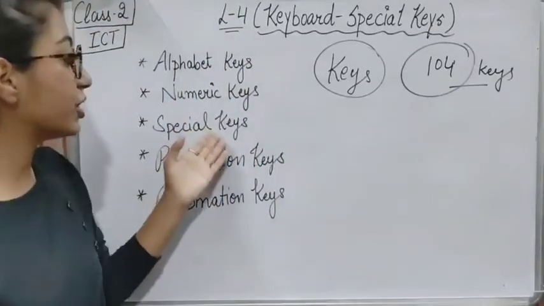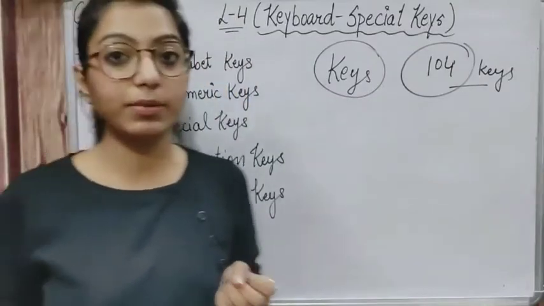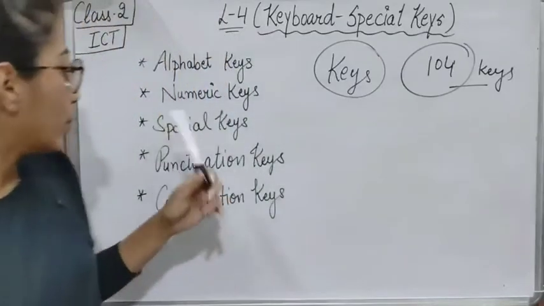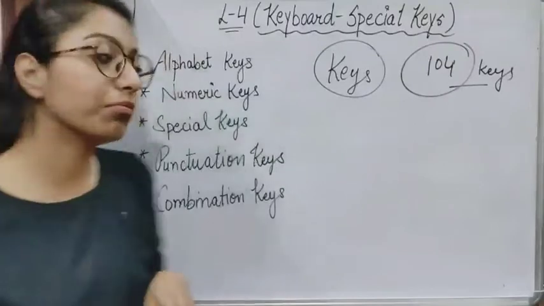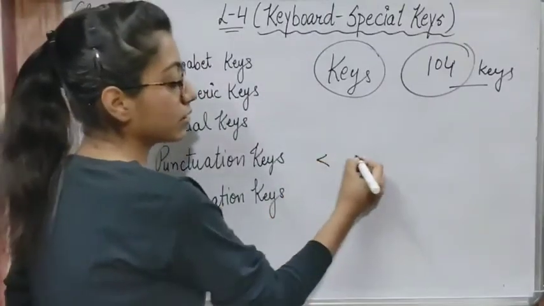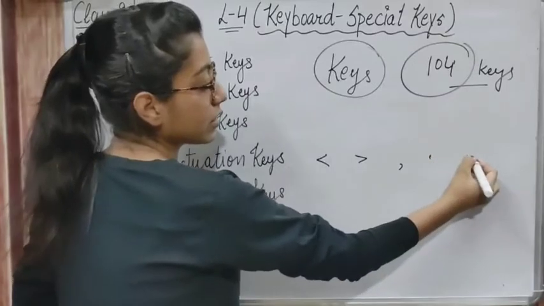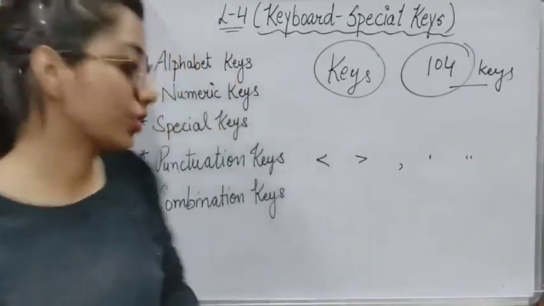Okay. And special keys. So what are special keys? Special keys are like the enter button and space bar. These are some special keys. Then what are punctuation keys? Punctuation keys show different symbols on the keys, like these types of symbols. These are known as punctuation keys.